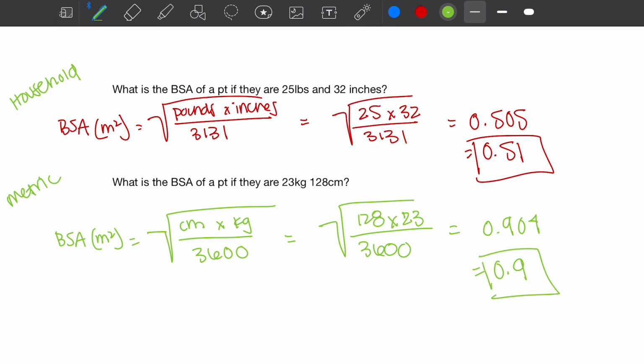Obviously, you'll put whatever your instructors tell you. So if they say round to the 10th, round to the 100th, you'll put whatever they say on the test. But that's all there is to BSA, is just knowing those formulas and then just plugging in. The hardest part is really just making sure that you put it in your calculator correctly.